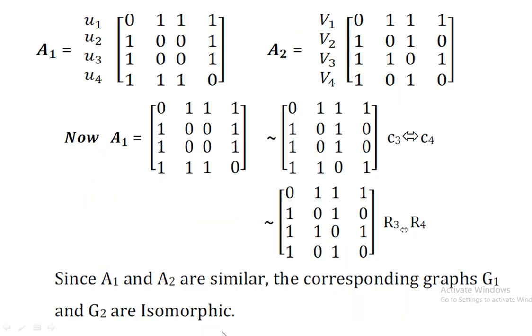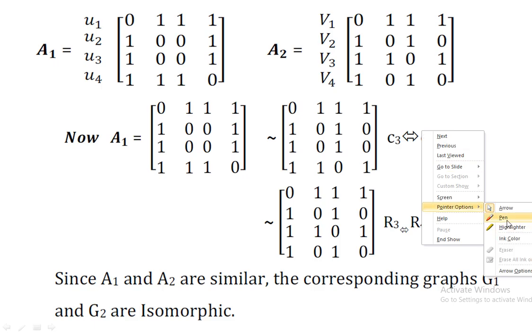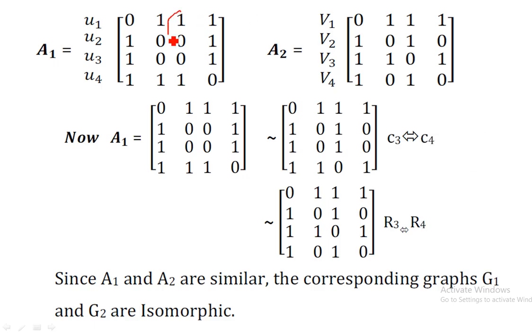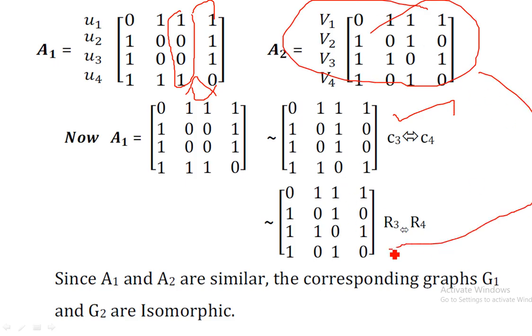Similarly, if I check, the third column converts into the fourth column. This third column, 1 0 0 1, converts into the fourth column, and the fourth column converts into the third column. That is the resultant matrix. After that, I want to get this matrix. It should be the final matrix. If I get it, it is isomorphic.